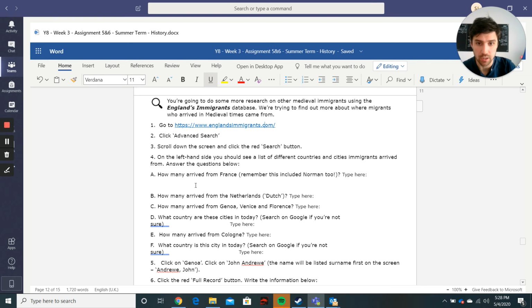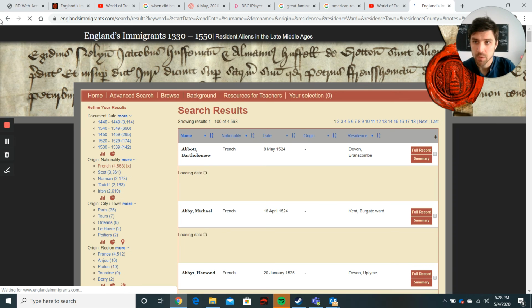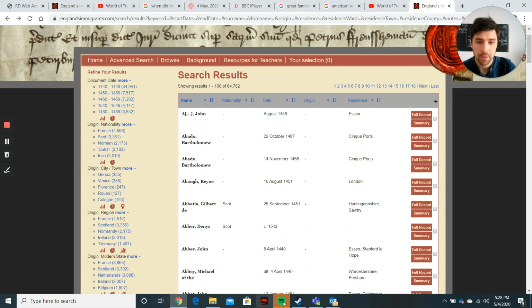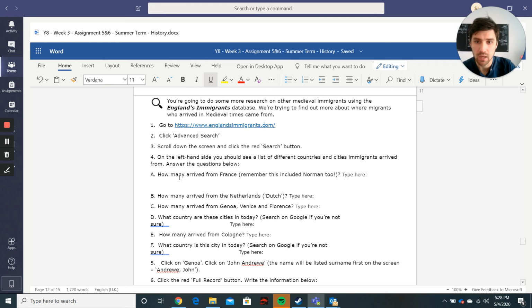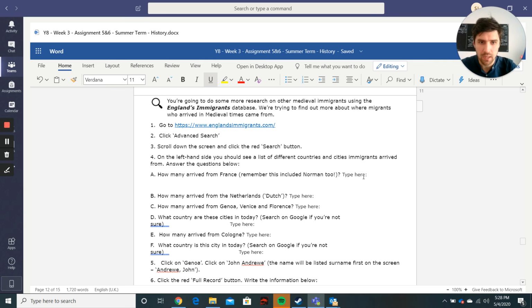If you go on to the next instruction, it tells you to look at each of these countries. So I would click on France, for example, French. In fact, you don't even need to click on it because the question is how many arrive from France? How many arrive from the Netherlands? Dutch. How many arrive from Genoa, Venice, and Florence? So you're just going to look at the numbers here and you can see France, 4,568. So I would just type here next to France, 4,568. Okay, simple.